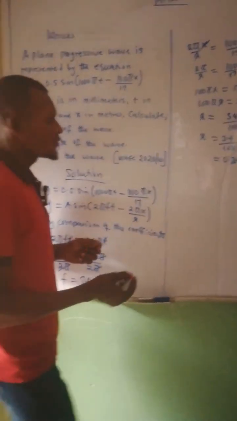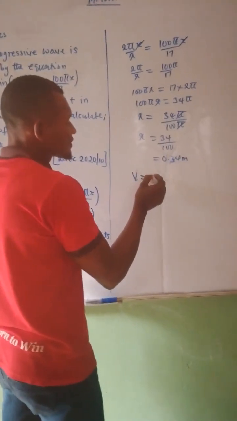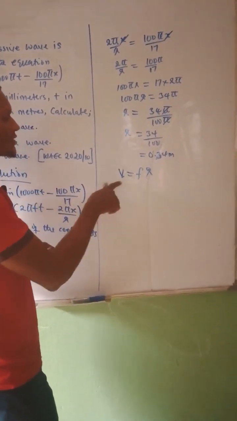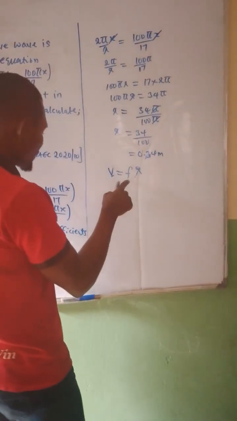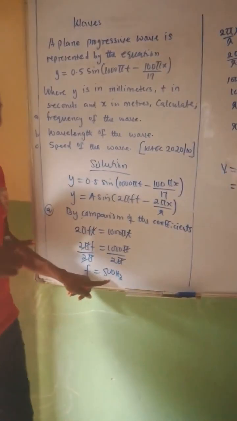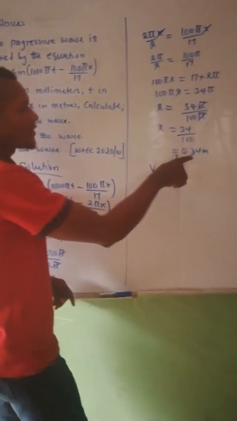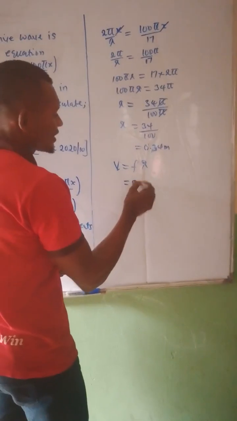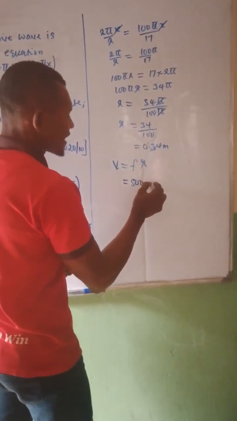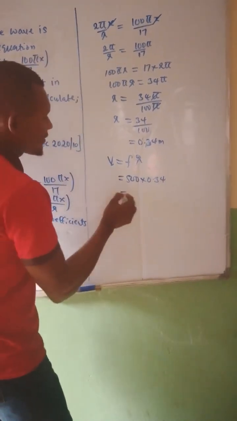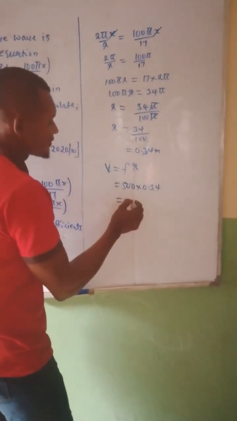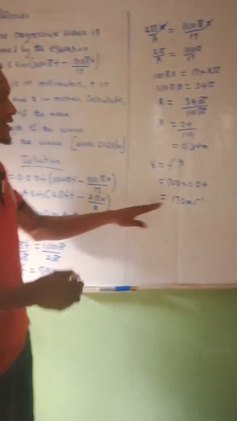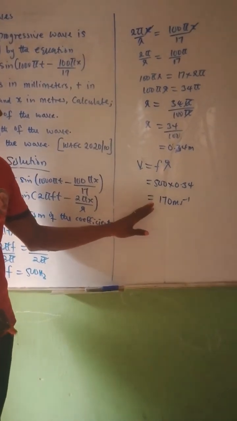Now, the next thing that the question demands is to find the speed of the wave. So what is the formula for speed of the wave? We know that speed of the wave is given as v is equal to f lambda. That is the frequency times the wavelength will give us the speed. We know that the frequency we calculated gave us 500 hertz, and the lambda here we got to be 0.34 meters. So that would be 500 times 0.34. When you multiply 500 by 0.34, it will give us 170 meters per second. So this is the speed of the wave as asked in the question.